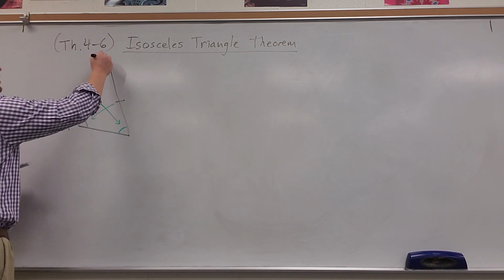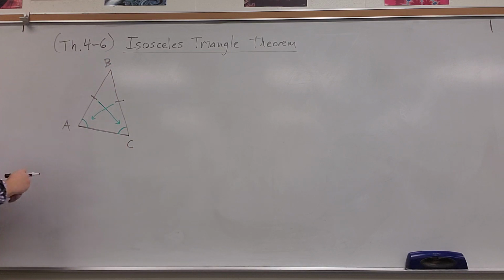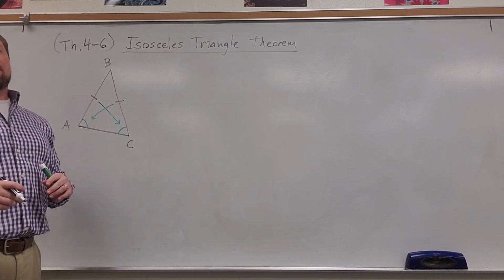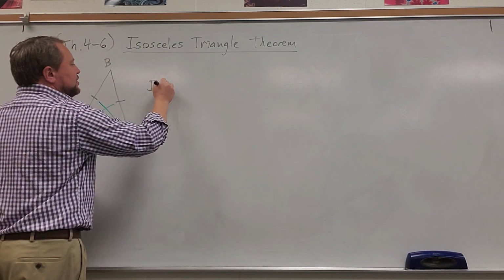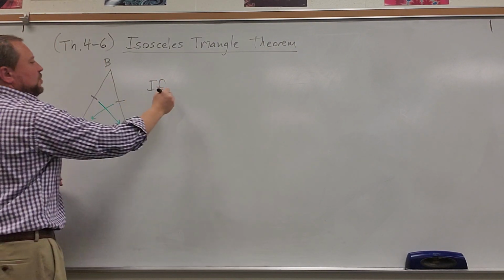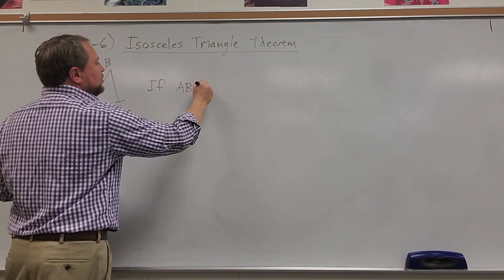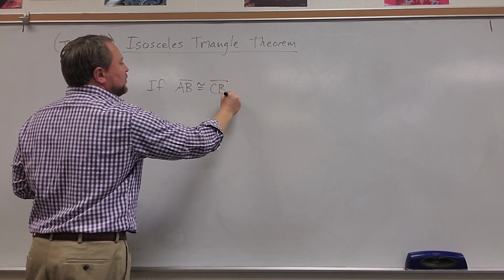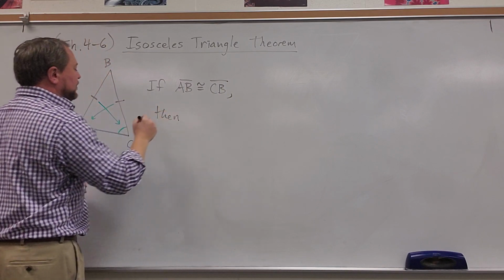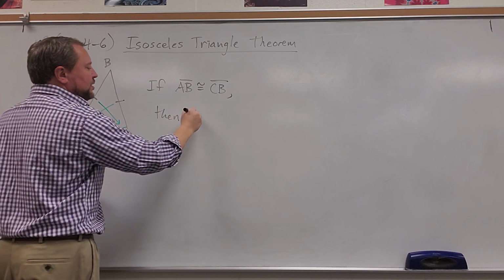So if I were to label this A, B, and C, and if I were to explain this theorem in basic caveman talk, it would be this. If AB is congruent to CB, then angle A is congruent to angle C.